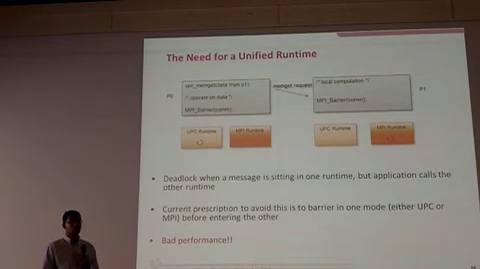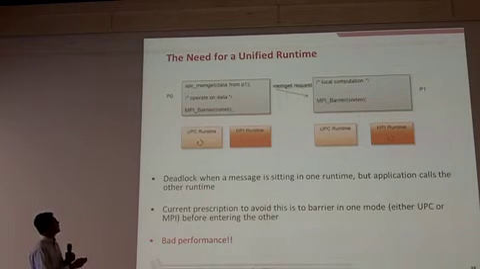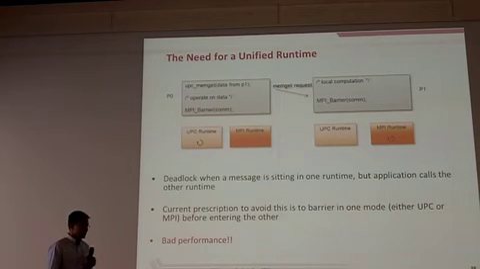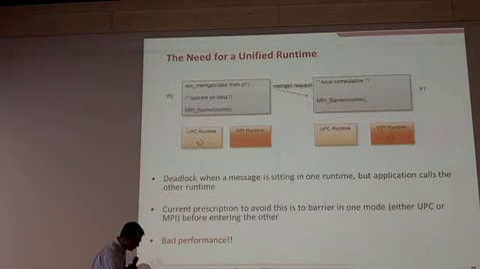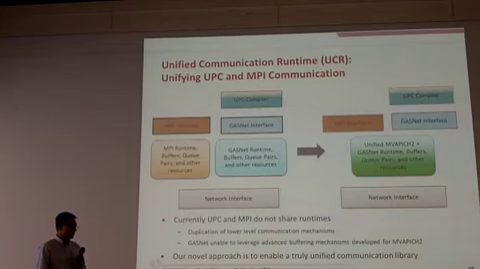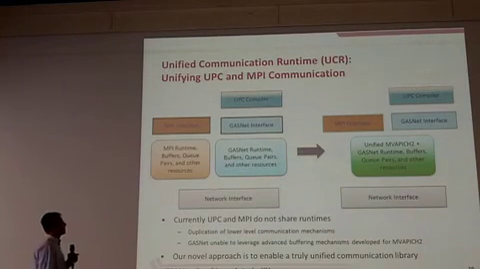So currently, what UPC people ask application developers to do is, before you call MPI barrier, you must call UPC barrier. But that is really bad for performance because it means that you have to phase your UPC operations, then go into MPI mode, and then phase it back. So it kills overlap, it kills all your performance. So the only way to solve that is to make these messages discoverable by each of these runtimes.